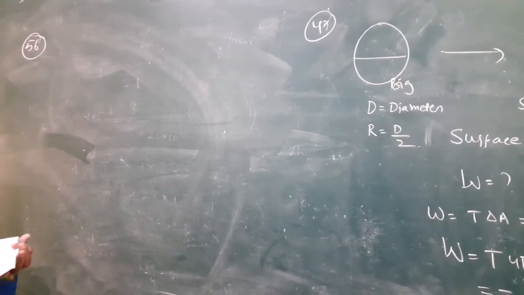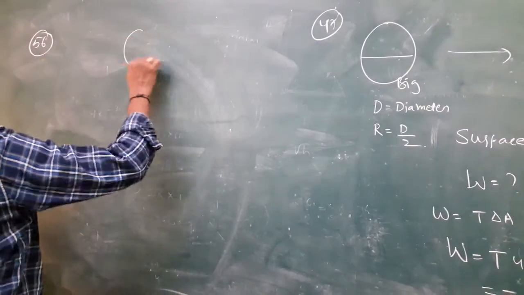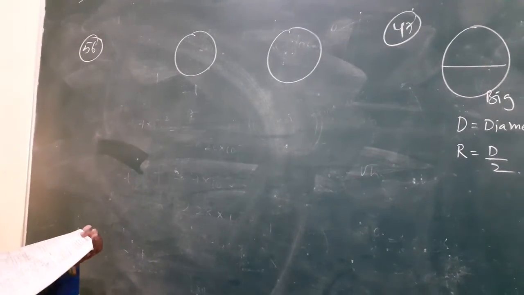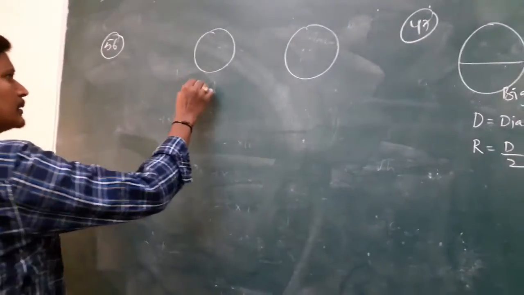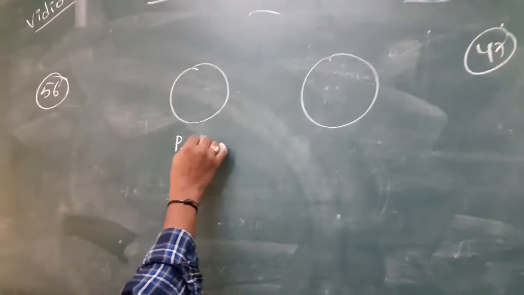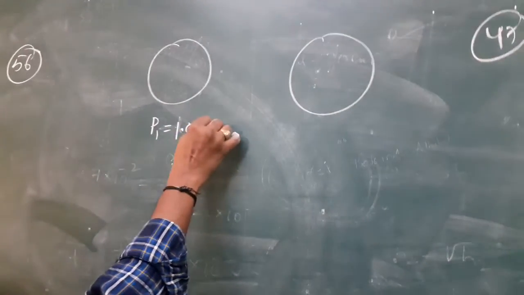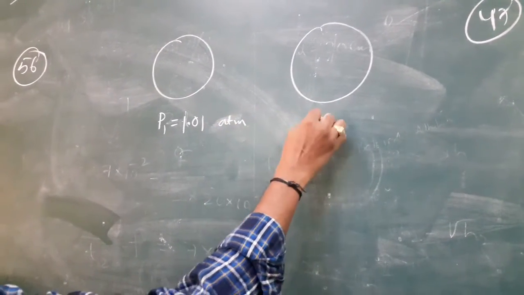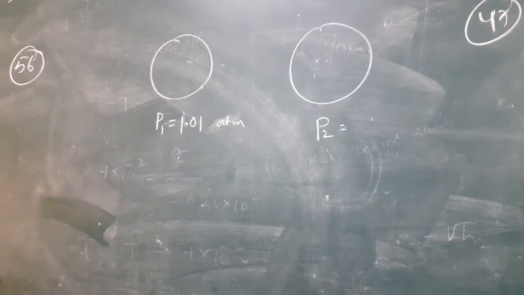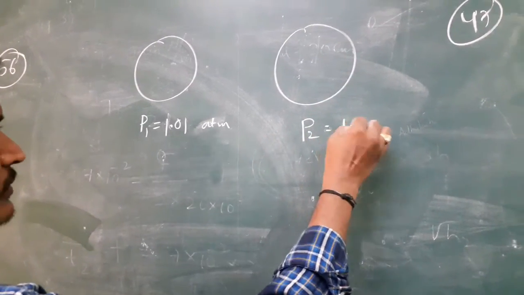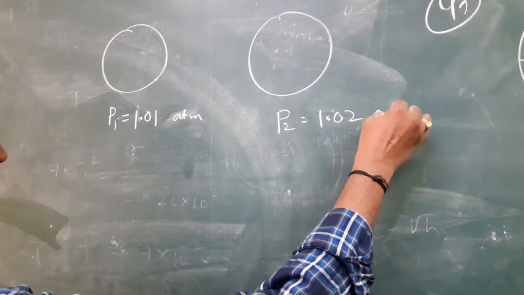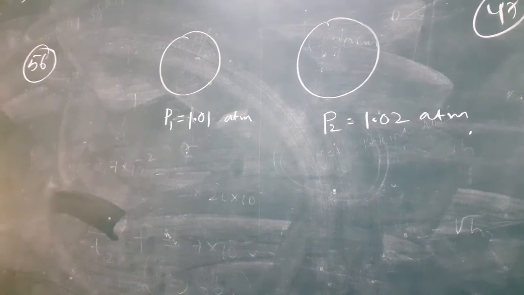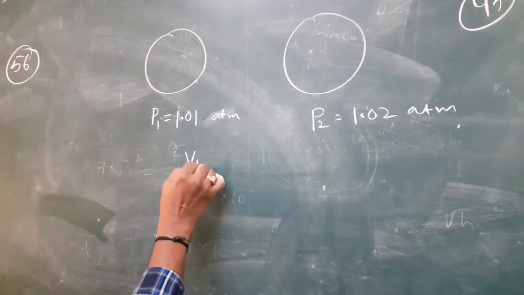Next, the pressures inside two soap bubbles are given in atmospheres: P1 is 1.01 atmospheres and P2 is 1.02 atmospheres. We are asked the ratio of their volumes.